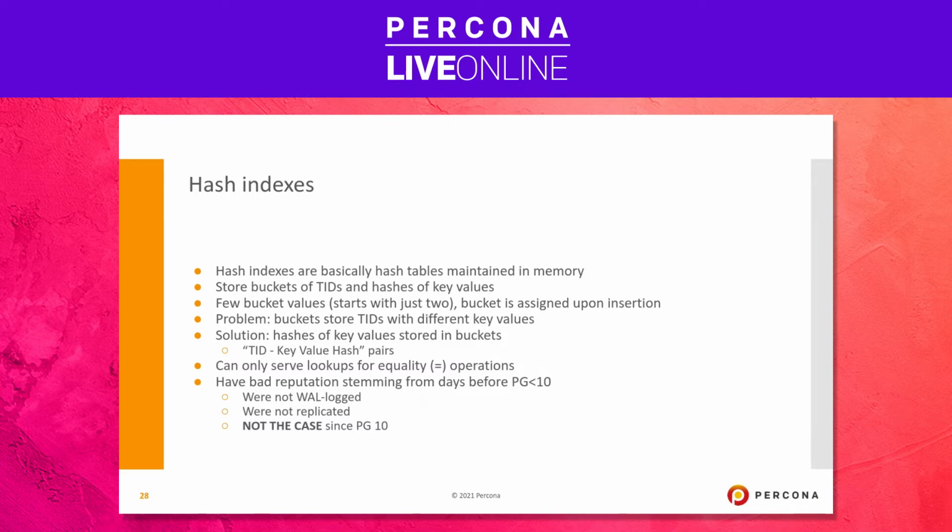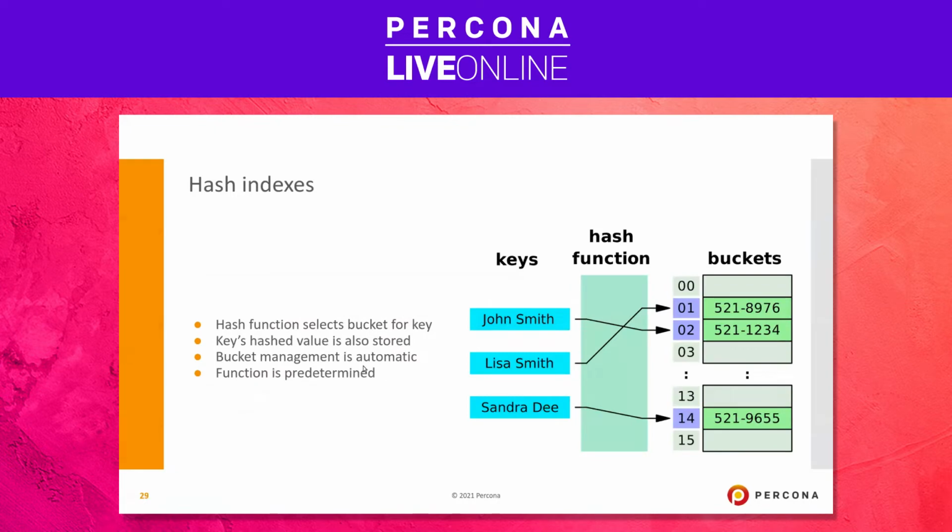So the hash indexes are basically just hash tables. They store buckets of TIDs and hashed key values. There are very few bucket values, and the buckets store pairs of the TID to key value hash. The hash index can only serve lookups for equality, so only equality operations can be satisfied with the hash index. No ranges, no larger, no smaller, only just equality. Okay.